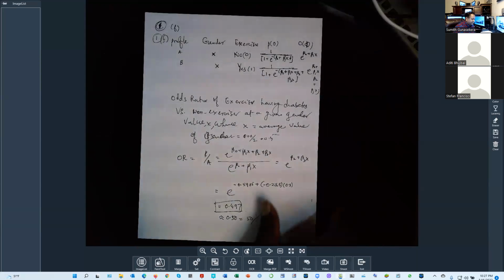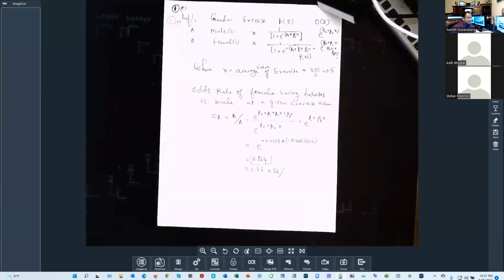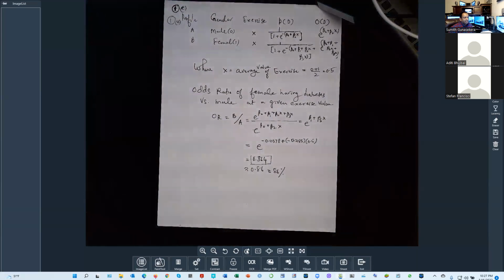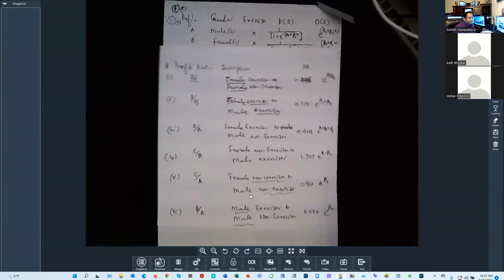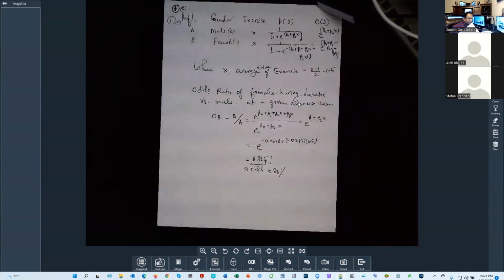The other one, you fix the exercise. Whether they are doing exercise or not, but male to female. Male to female. But they are exerciser to non-exerciser. Male and female. Exerciser, male and female. Or non-exerciser, male and female. Look, it should be in the middle.